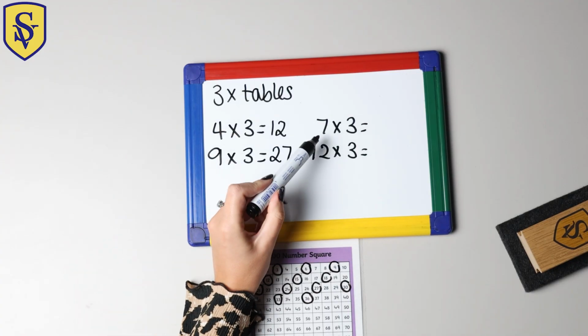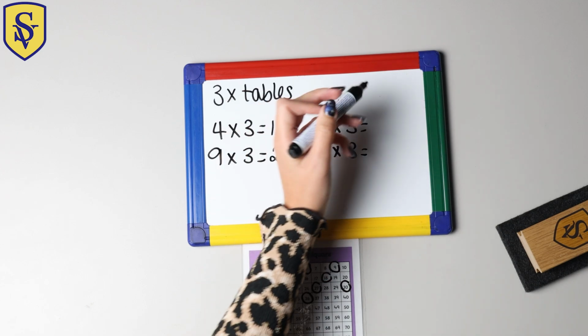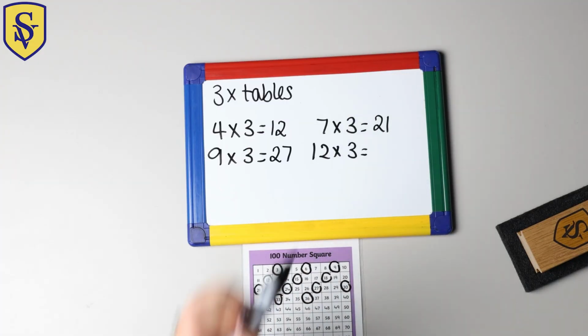For the next one, we've got 7 times 3, so you're going to count to the 7th circle. 1, 2, 3, 4, 5, 6, 7. And the 7th circle is 21, so the answer to 7 times 3 is 21.